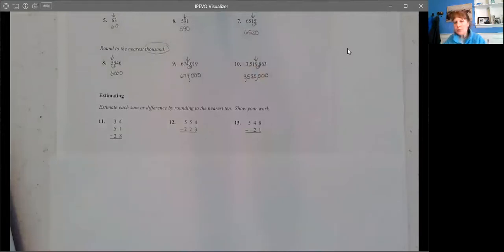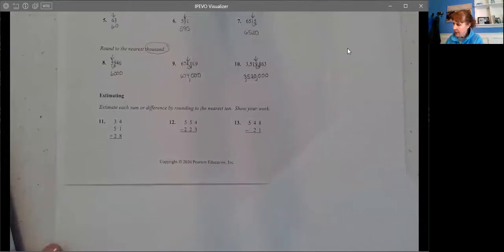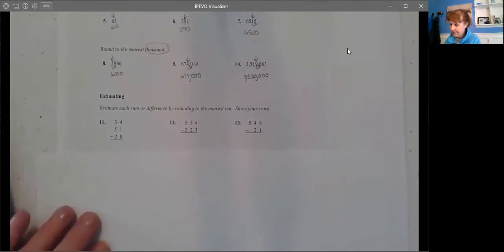Okay. So now what we're going to be doing is we're going to be using the rounding in order to estimate. When they say estimate, that to me means make it simple before you add. So here they want you to estimate each sum or difference by rounding to the nearest 10. So you round first before you add. So they want you to round each number off separately to the nearest 10 in this case before you add them together. So let's look here.